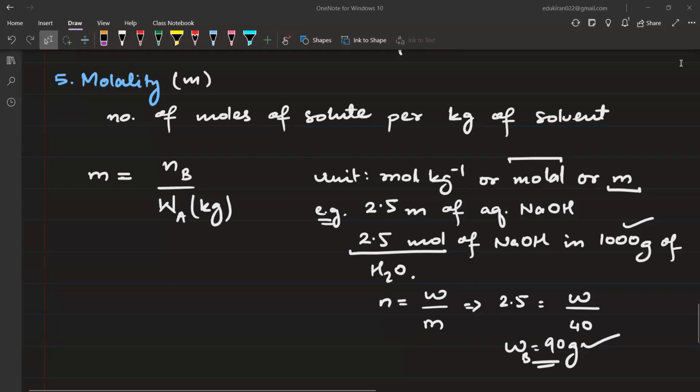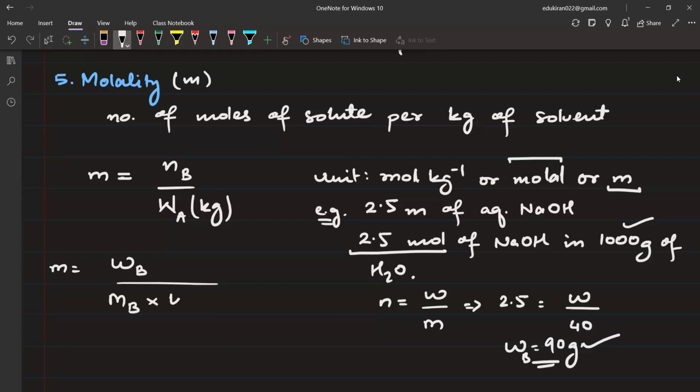Now, if you have to calculate, then please see, I can write molality as number of moles: the mass of solute divided by the molar mass of the solute, multiplied by the mass of solvent. Generally, mass of solvent will be given in grams. In order to convert grams to kg, I need to divide by 1000. And something I always repeat: denominator of denominator is numerator. So 1000 will go above.